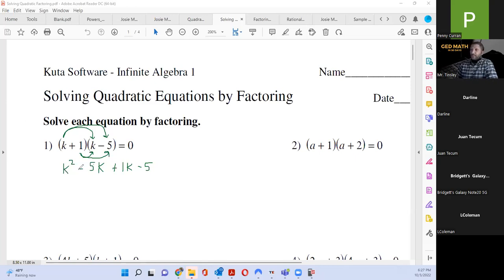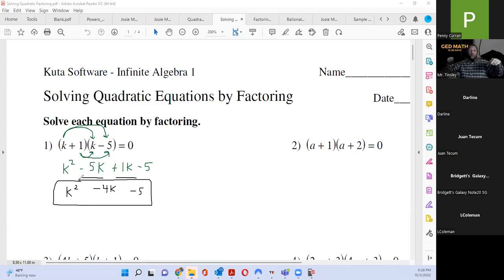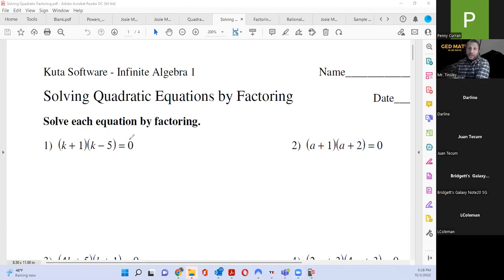Now, do we have any like terms? Yes. Negative 5k plus 1k, which is going to be negative 4k. And then everything else we're going to bring down. So your quadratic equation is k squared minus 4k minus 5. Usually you should be able to go from the factored form to the quadratic equation, and from the quadratic equation to the factored form. Because once you find the factored form, you can solve this quadratic equation. So I'm going to clear this and let's solve it. If you were given this quadratic equation in factored form, what would be the solutions?